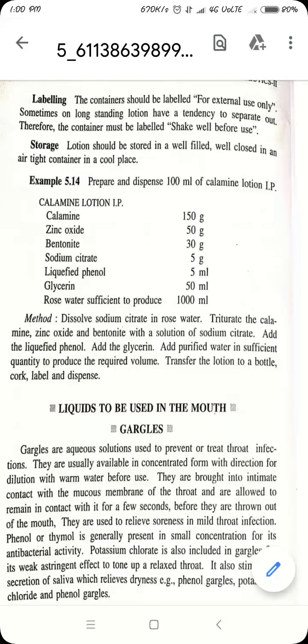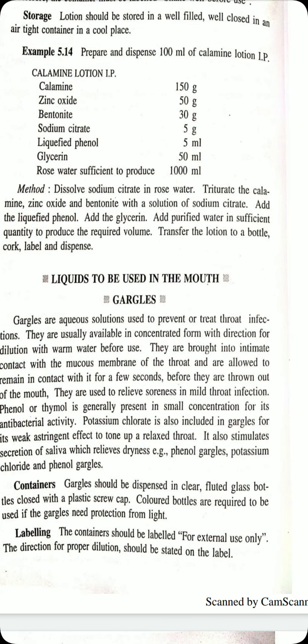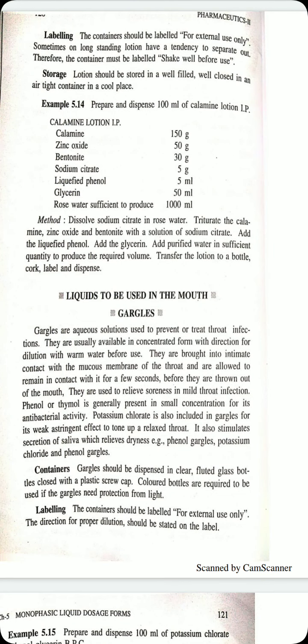Good afternoon, everyone. In the previous lecture, we finished the lotions and liniments. Now, we will start with the liquids to be used in the mouth, such as gargles. Gargles are aqueous solutions used to prevent or treat throat infection. They are usually available in concentrated form with the direction for dilution with warm water before use. We should take note that these are diluted with warm water before use.